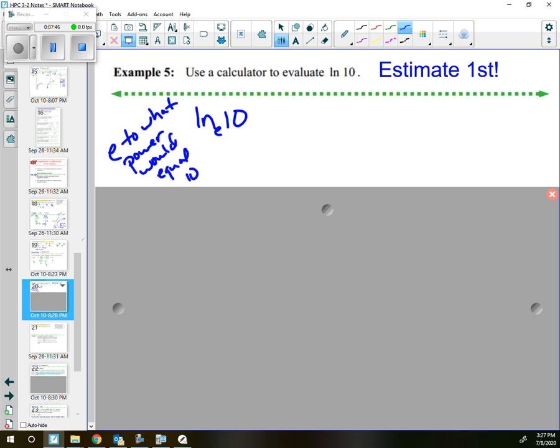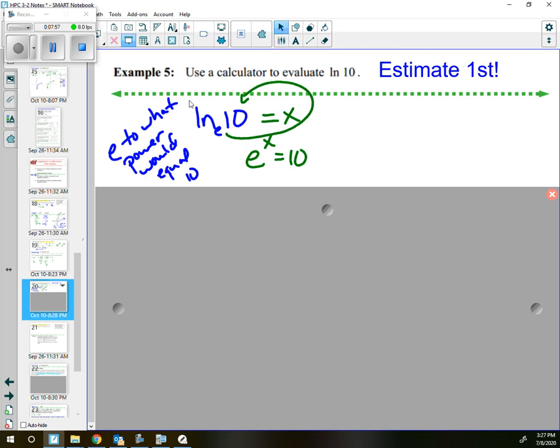Now, that's not going to be a nice number, right? Because e isn't a nice number. But that's what it's asking us for. e to the what? So e to the what power would give you 10. Remember, we can think about our circle again. Rewrite it as an exponential to help you solve.